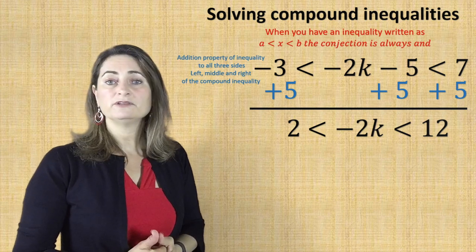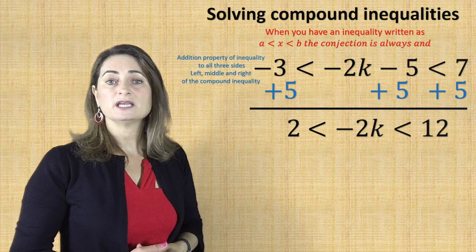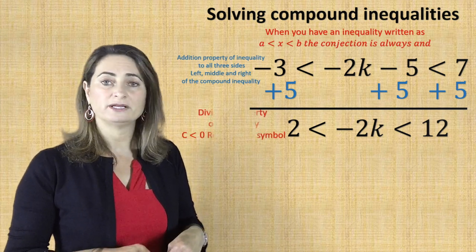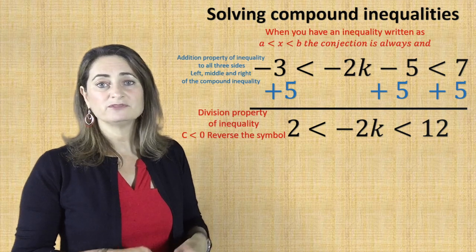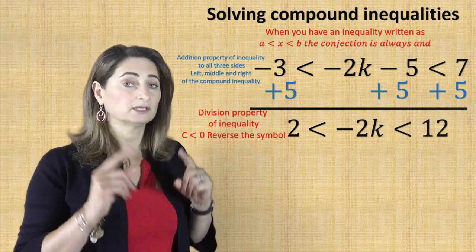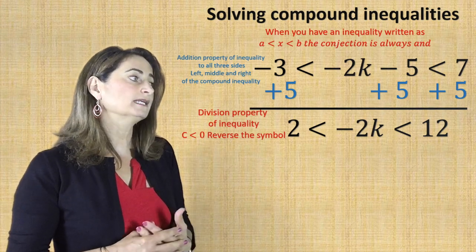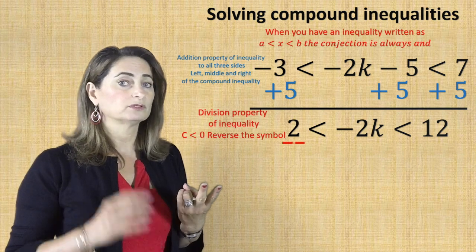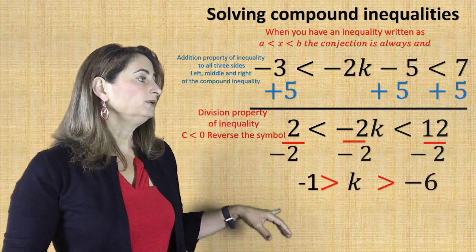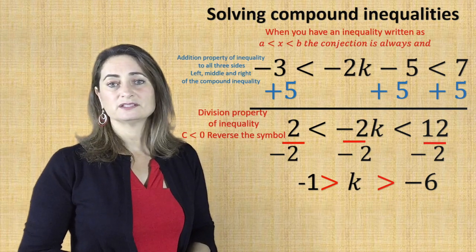Now I need to get rid of -2 to leave k alone. Since it's a negative coefficient, I need to divide by -2. Remember, when you divide by a negative number, you need to reverse the symbol. Keep that in mind. So division property of inequality, when c less than 0, reverse the symbol. Divide each side by -2, and you end up with -1 more than k more than -6.